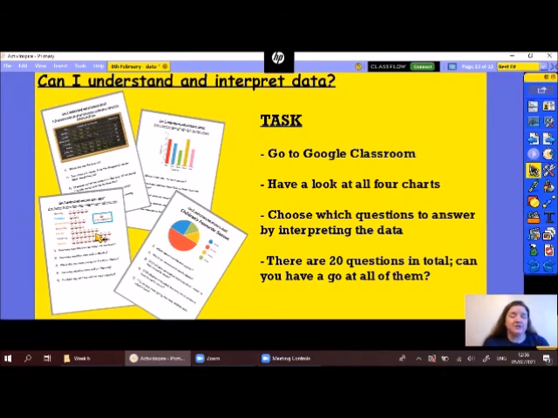There are 20 questions in total. I mean, you could challenge yourself to answer all 20. That would be brilliant. But you could just pick and choose a few questions for each chart and see if you can work out the answers. That would show really good interpreting skills, making sense of all of this information or data.